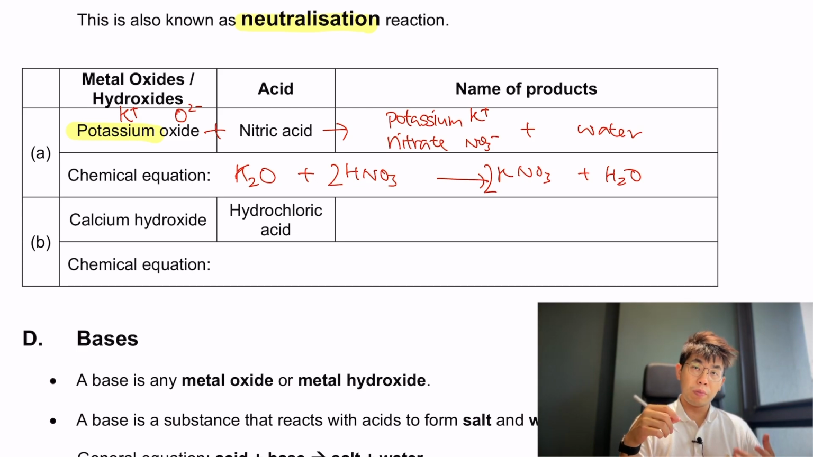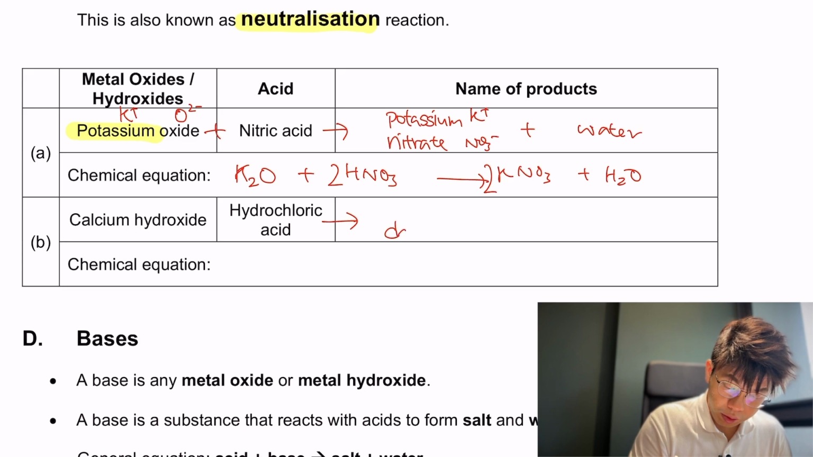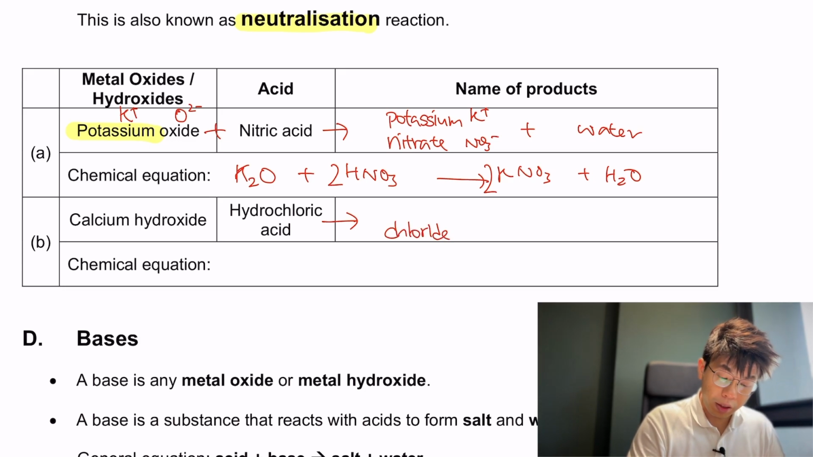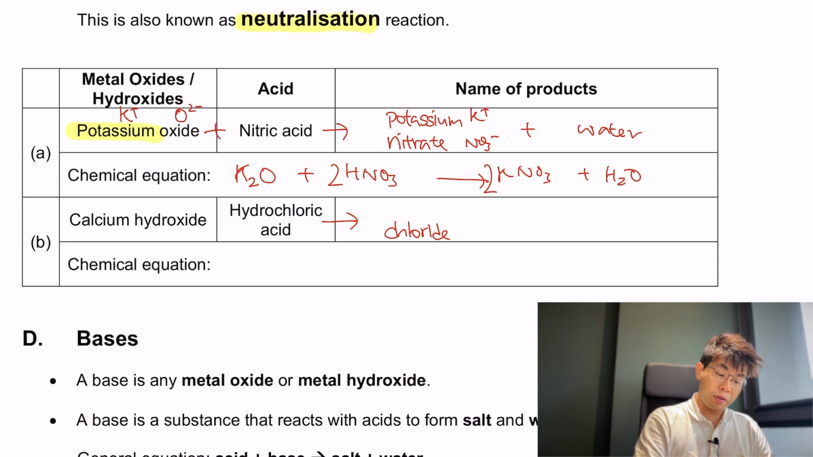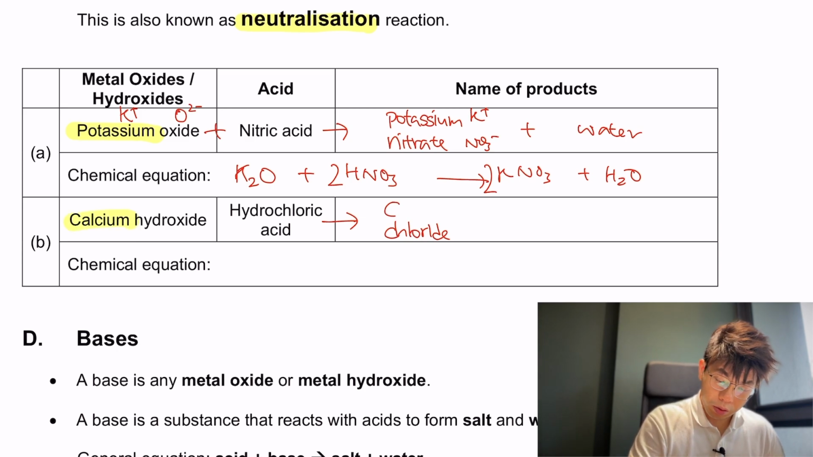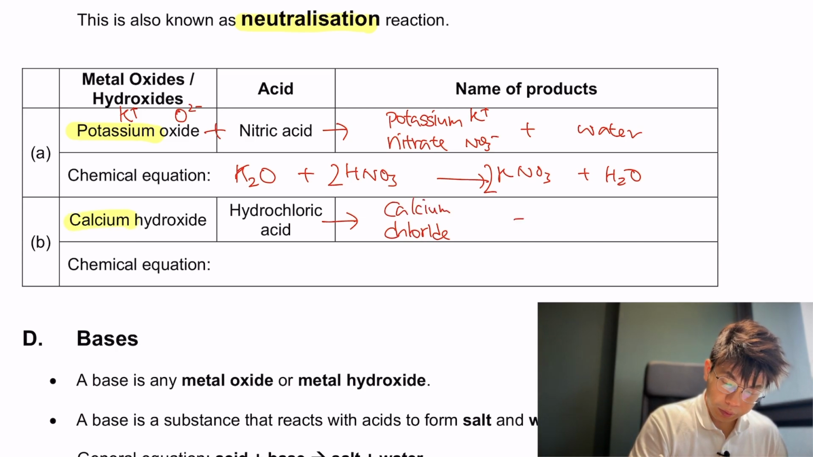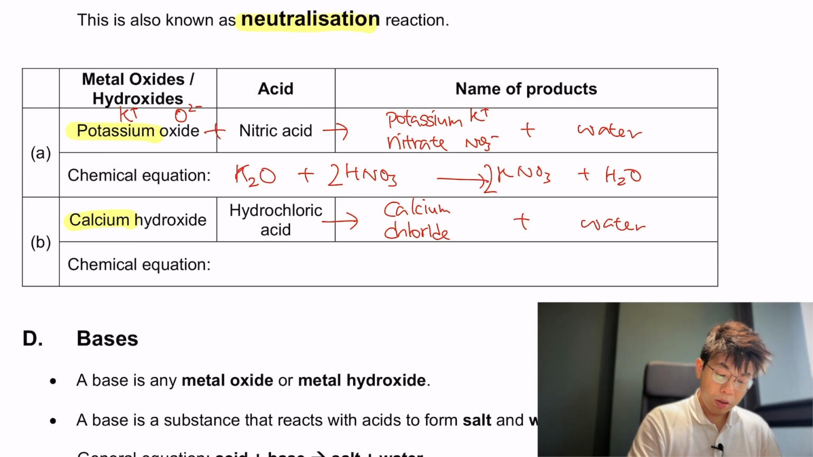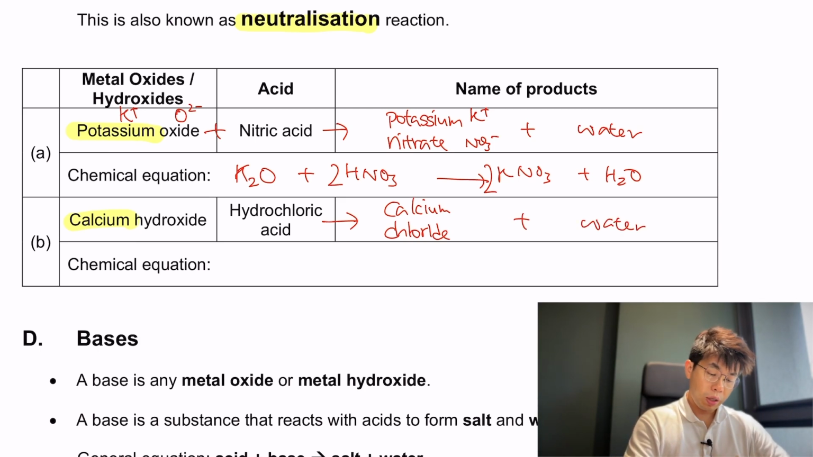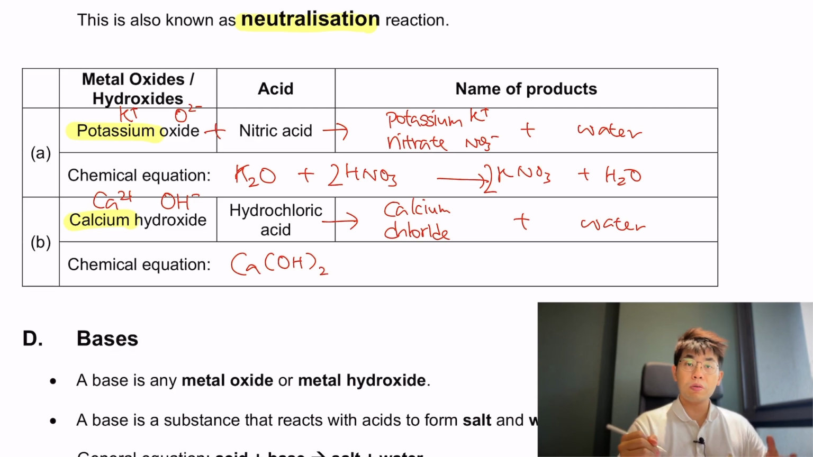Calcium hydroxide plus hydrochloric acid. I know anything that reacts with hydrochloric acid will form something chloride. So I'll start with the chloride, and then I need the metal name, which I get from calcium. So calcium chloride plus water. Calcium is from group 2, so that will be Ca2+. Hydroxide is something you need to remember, OH−. So therefore this is Ca(OH)2, calcium hydroxide.